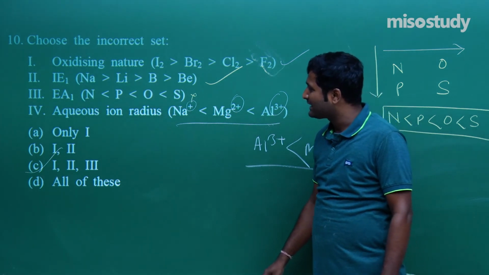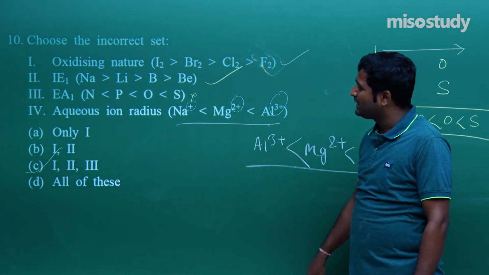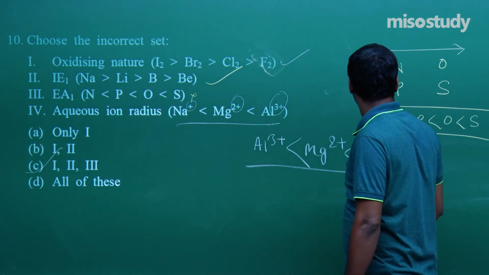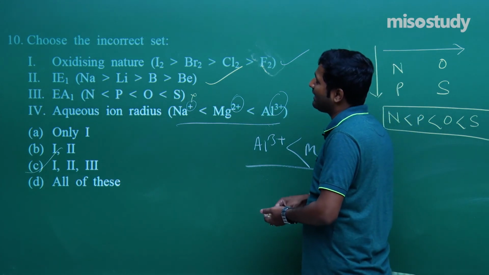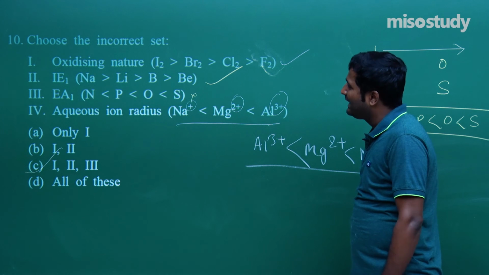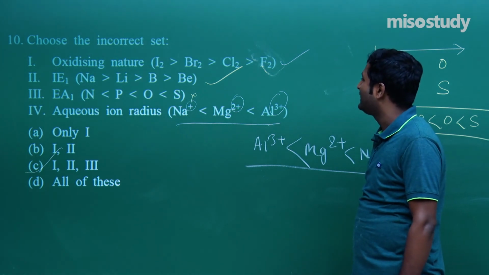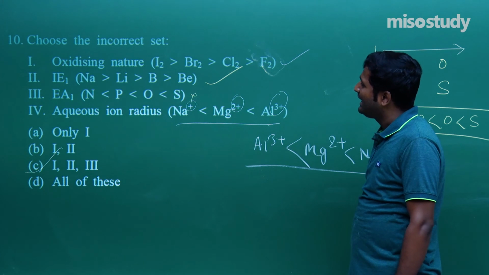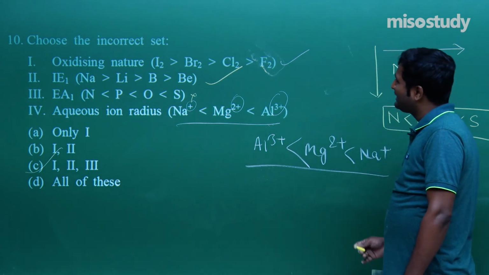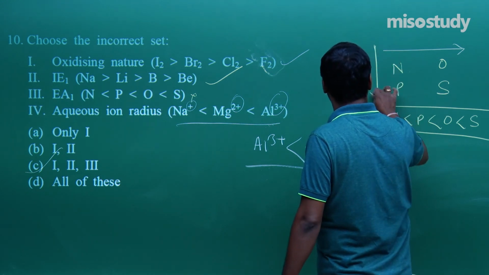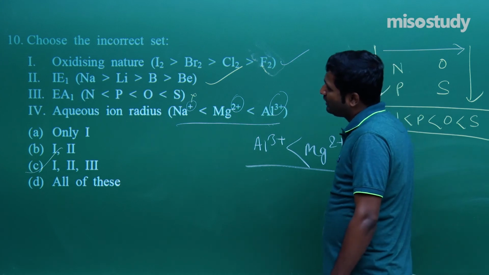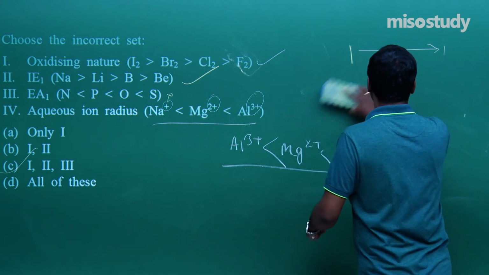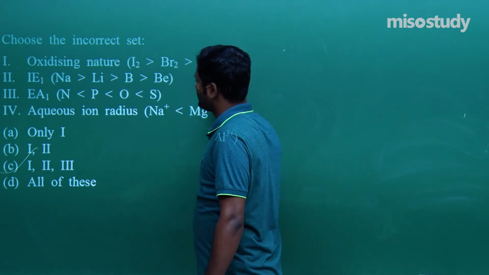Now again check out the next one: nitrogen, phosphorus, oxygen and sulfur, that is electron affinity, or you can say electron gain enthalpy. First comes nitrogen, then phosphorus, then oxygen, and then sulfur. Tell me, are there any possibilities? If I write nitrogen, then down the group. So the option is 1, 2 and 3, clear to you? If you have strong theory, then you can easily solve such questions, clear?